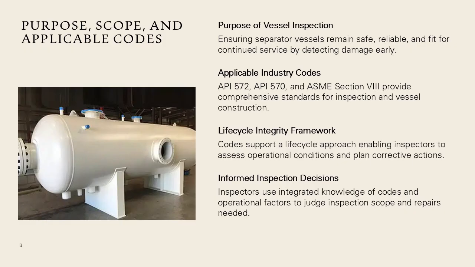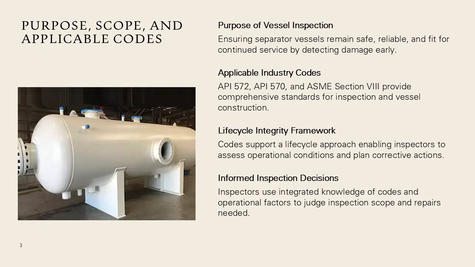This section establishes the purpose and regulatory basis for inspecting separator vessels during both on-stream and off-stream conditions. Separator vessels are critical pressure-containing equipment used to separate oil, gas, and produced water, and their integrity is essential for safe and reliable plant operation. The primary objective of inspection is to ensure that these vessels remain fit for continued service, operate within their design limits, and comply with recognized industry standards.